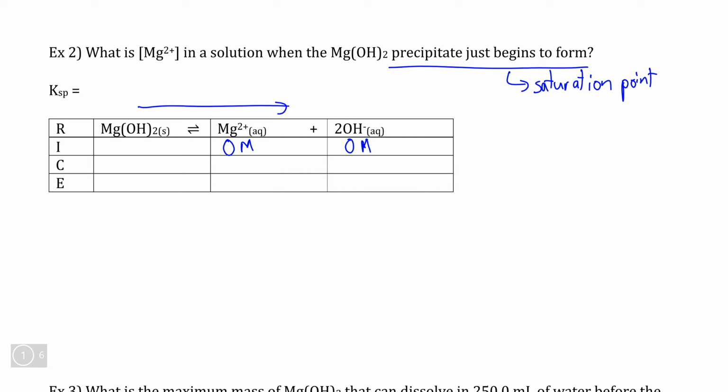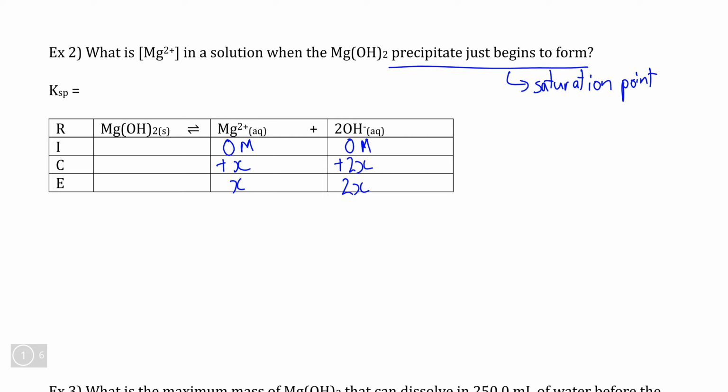Now, if we use the equation to look at our stoichiometric ratios, we see that the ratio is 1 to 1 to 2, meaning that the magnitude and direction of change for each ion are going to be plus x and plus 2x, meaning that if we want to calculate the concentration of magnesium ions, we're going to be solving for x rather than 2x.